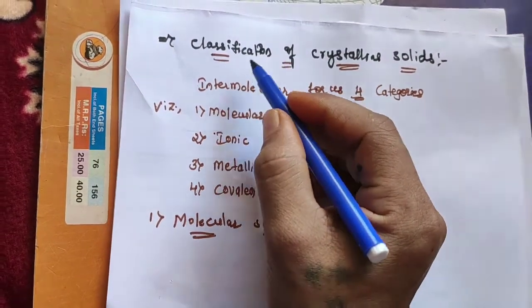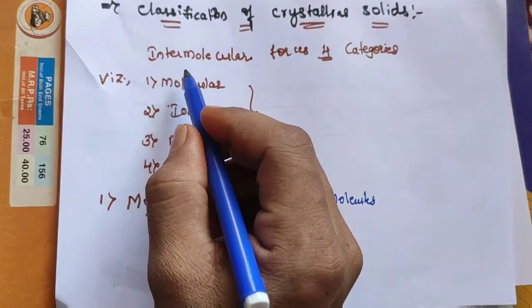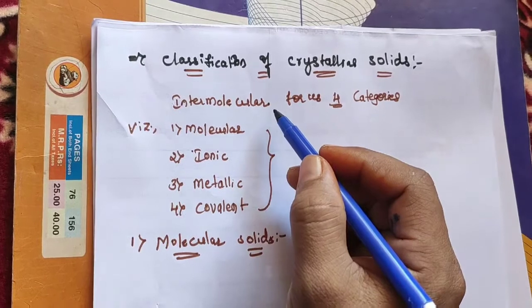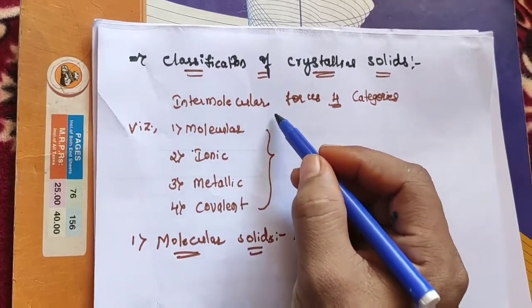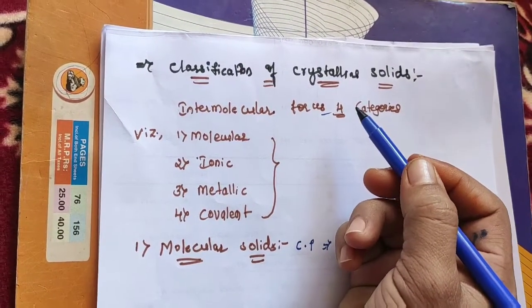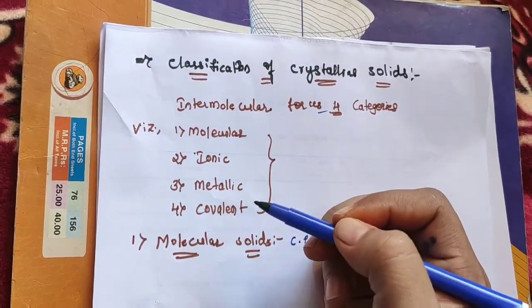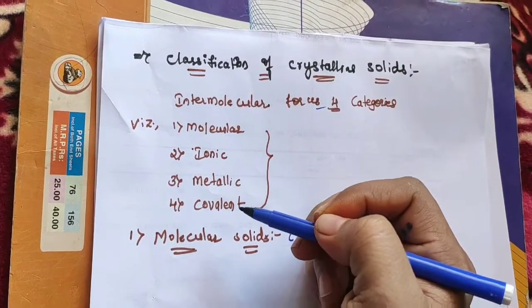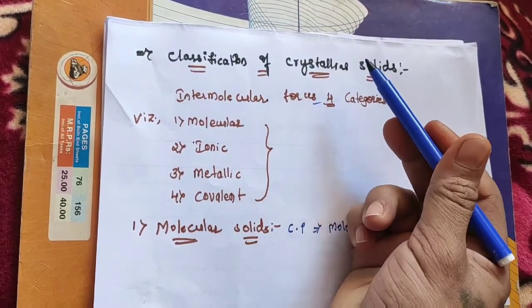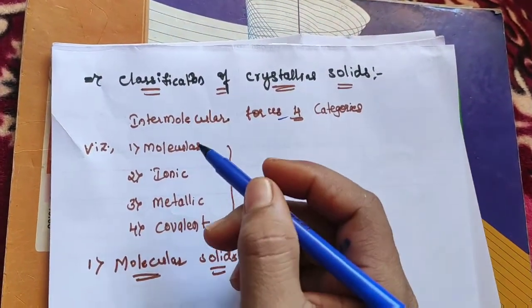Hi, in this video I will explain the classification of crystalline solids. This classification is based on the nature of intermolecular forces, and the solids are divided into four categories: molecular solids, ionic solids, metallic solids and covalent solids. So let us learn about these categories one by one.